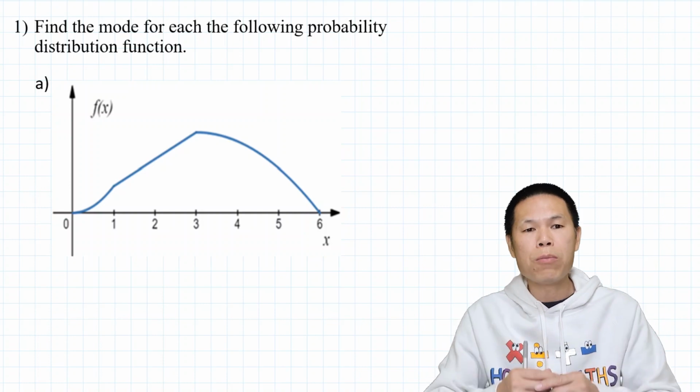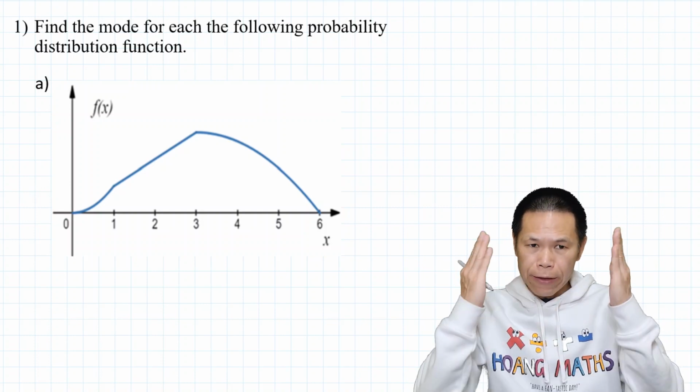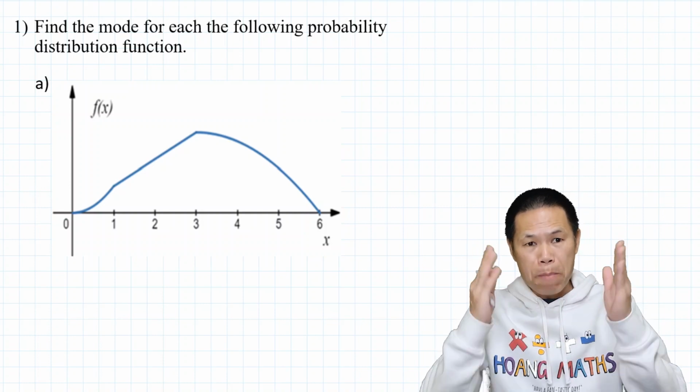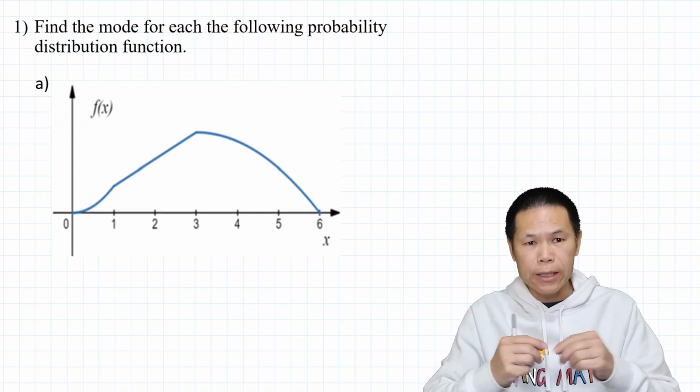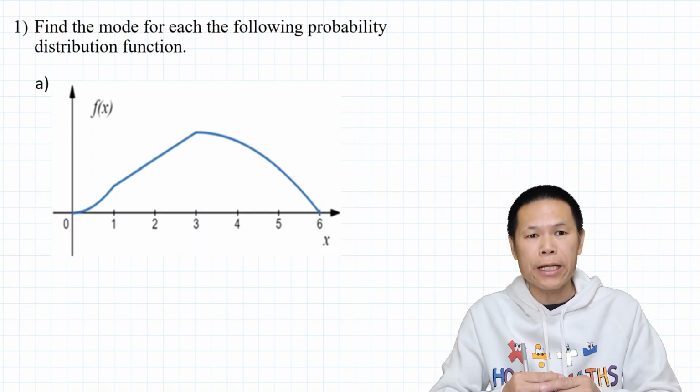The mode of a probability density function is the x value that gives the maximum value of f(x). f(x) is the probability density function.